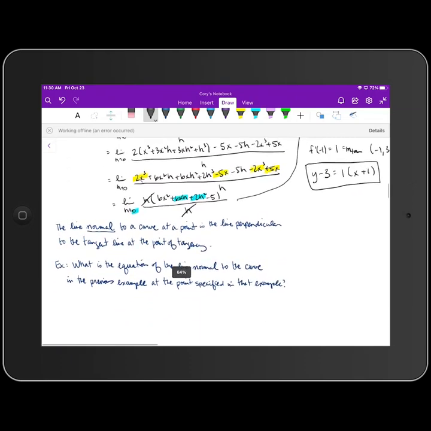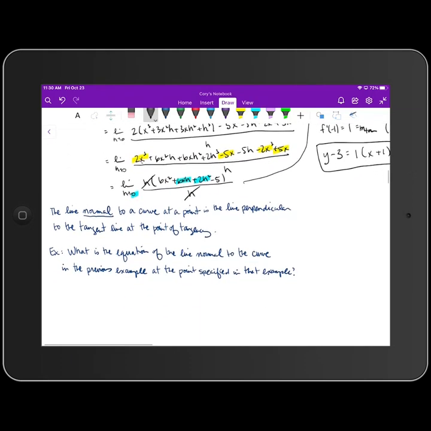All right, let's continue on. So we're going to define something new now. Okay, so the line normal to a curve at a point is the line perpendicular to the tangent line at the point of tangency. Okay, so again, the line normal to a curve at a point is the line perpendicular to the tangent line at the point of tangency.